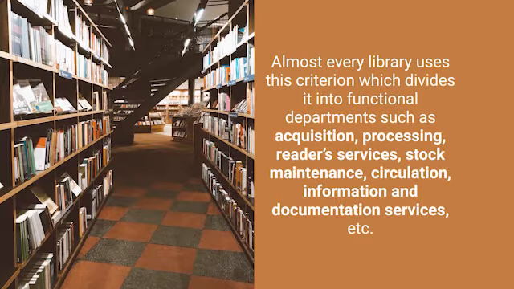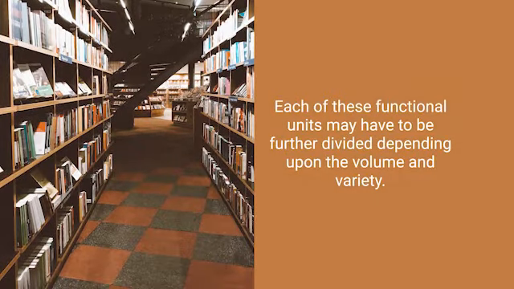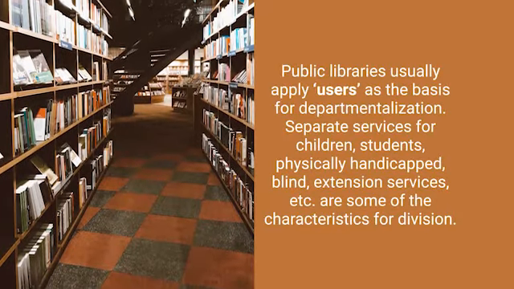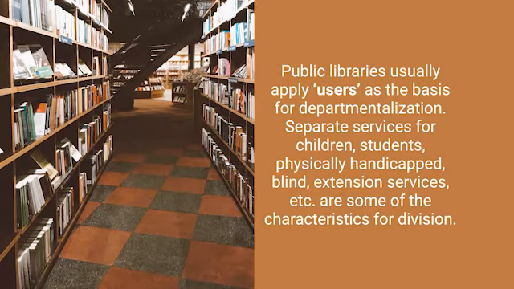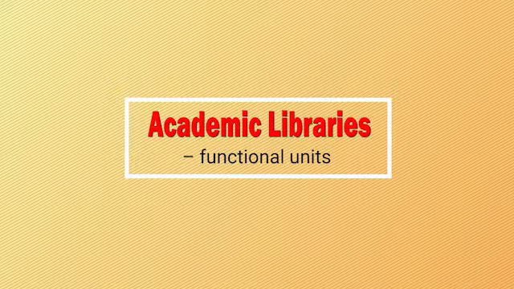Even in our library, in TERI Library also, we have acquisition, processing, reader service, stock maintenance, circulation, information and documentation service, etc. Each of these functional units may have to be further divided depending upon the volume and the variety. However, public libraries usually apply users as the basis for departmentalization: separate services for children, students, physically handicapped, blind, extension service, etc. are some of the characteristics for the division. Academic libraries are slightly different. They have different functional units.